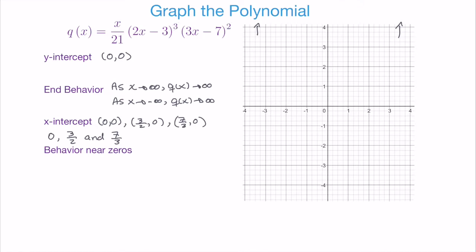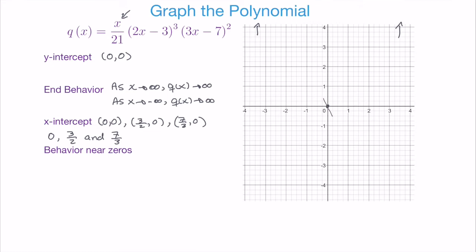How does our graph look near 0? So we plug in 0 everywhere except at x. And what we get is x over 21 times (0 minus 3) cubed times (negative 7) squared. We're concerned only about the sign. The sign in the first factor is negative, and the second factor is positive being squared. So we get a negative number times x, which means at 0, my graph is crossing like a line going down.